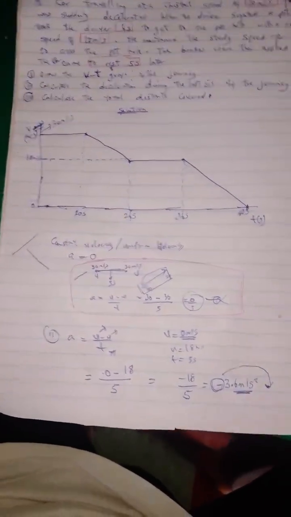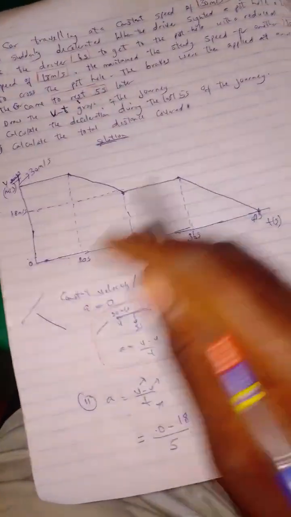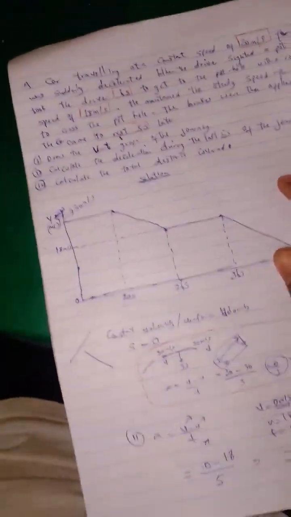Now the third part that we should calculate is what? Total distance covered. Now on this graph, the area under the velocity-time graph will give you what? Total distance covered.